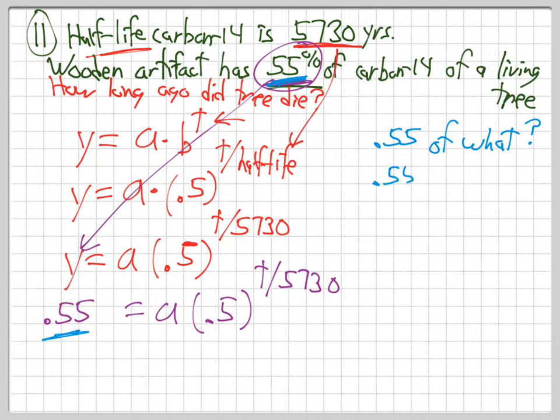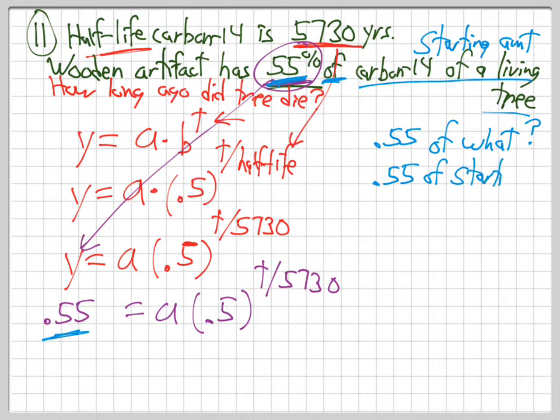It's 55% of the carbon-14 of a living tree, meaning the starting amount, the amount of carbon-14 that a living tree has, the amount it had at the start when it first died and then began to decay. So it's 0.55 or 55% of the starting amount. And what's the starting amount? That's always A, isn't it? The starting amount is A.